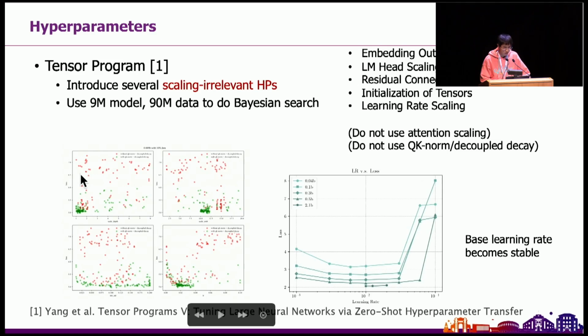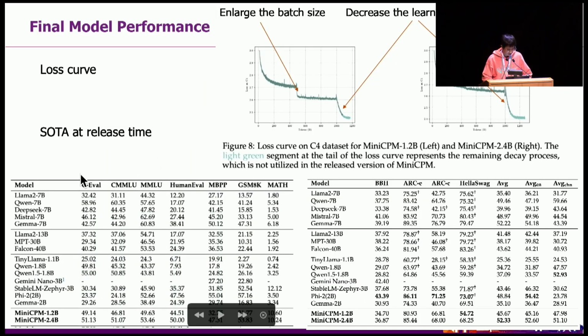And we also adopt the tensor program from Greg Yang, which introduced several scaling techniques inside the model and several other scaling-irrelevant hyperparameters. This allows us to use a very small model, like a 9 million model, and a little data to do Bayesian search on the optimal hyperparameters. After these techniques, the base learning rate becomes stable in our model, and the final performance is SOTA at the release time. The loss curve is shown in the figure.